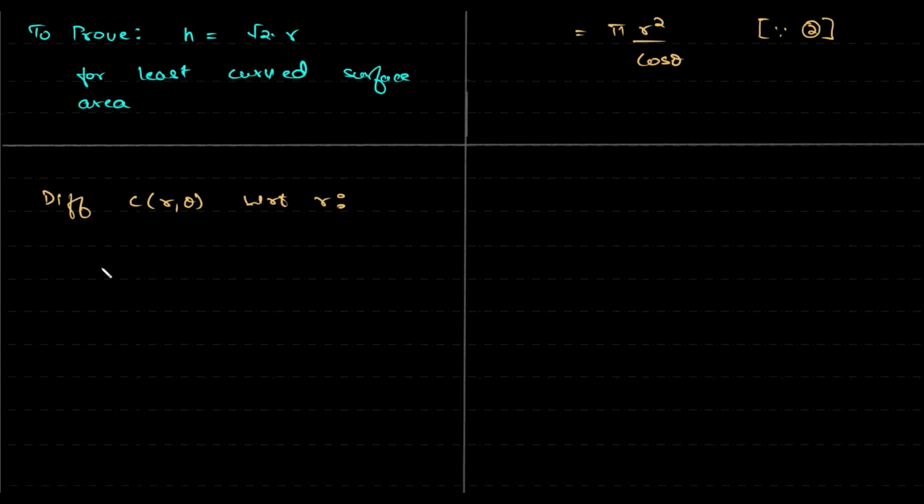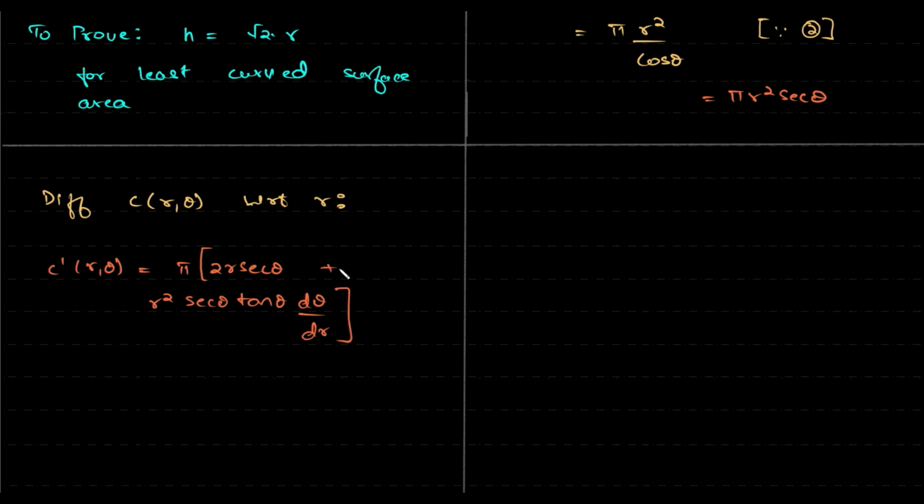Now we have this to be equal to pi, which is a constant, I'm taking it out. So differentiation of r square is 2r, and I'm going to take this as secant theta. I can rewrite this as pi r square secant theta. So I'm differentiating this. Then I'm going to put a plus. Then we have r square. Differentiation of secant theta is secant theta tan theta, and d theta by dr.